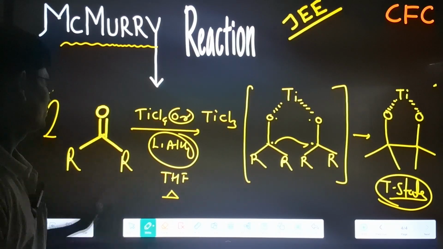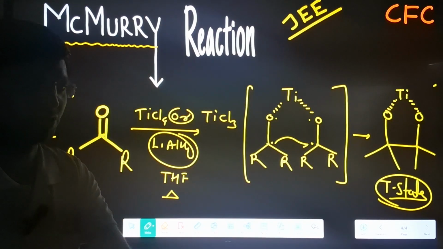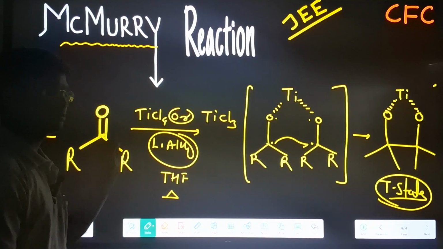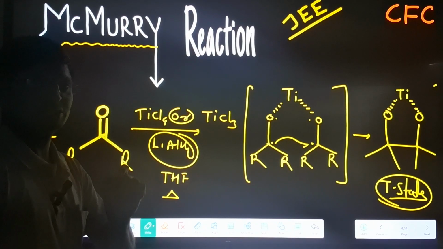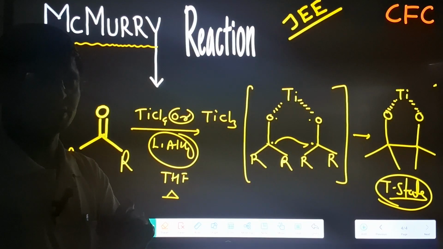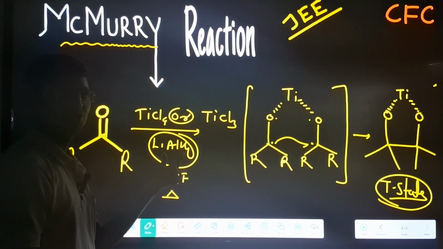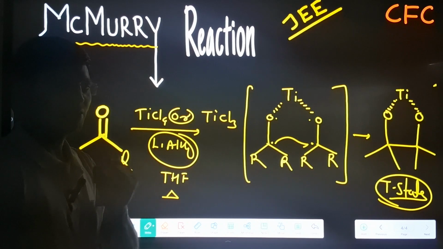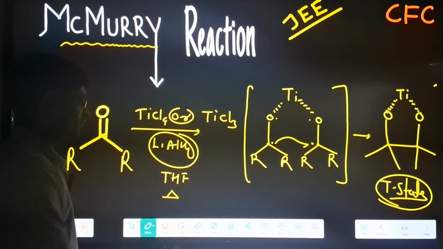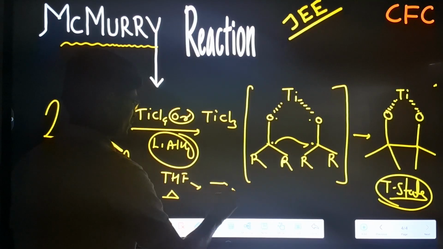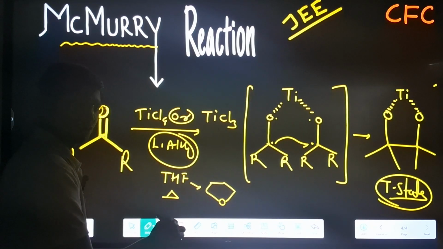The starting reactant is a carbonyl compound, any type of carbonyl compound, aldehyde or ketone. It is treated with TiCl4 or TiCl3, the acidic catalyst, which we call a Lewis acid, in the presence of lithium aluminum hydride as a reducing reagent, in THF. What is the structure of THF? This is tetrahydrofuran, an organic solvent.